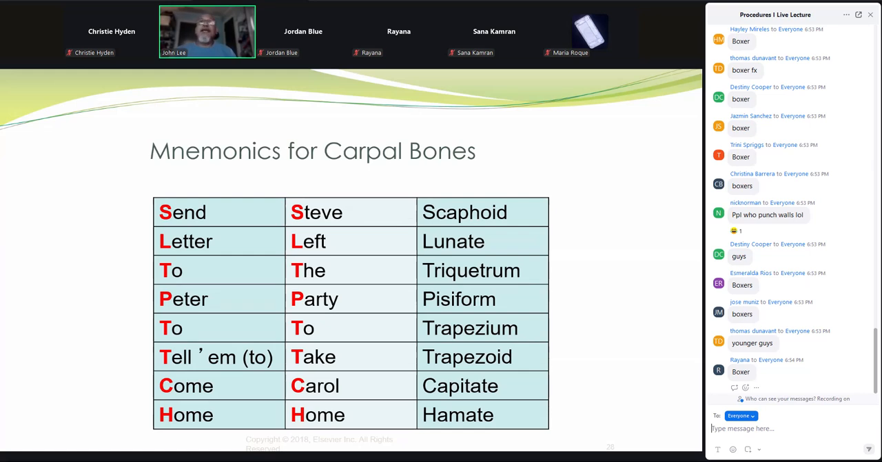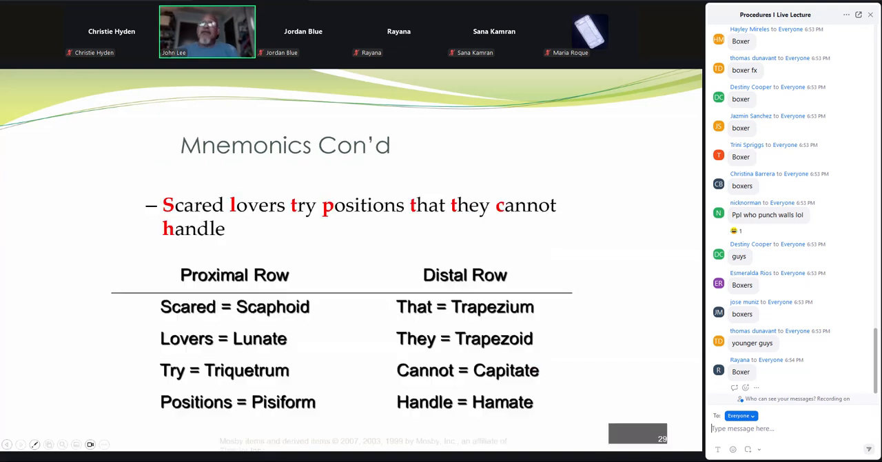Send letter to Peter to tell him to come home. Lists from lateral proximal, starting lateral distal. Okay. Steve left the party to take Carol home. It's another one. A third one, to me, seems easier to remember.